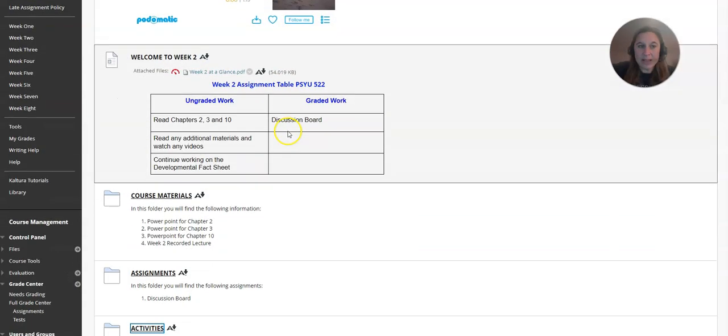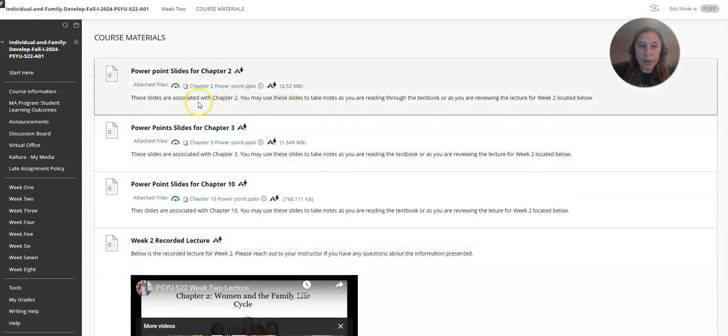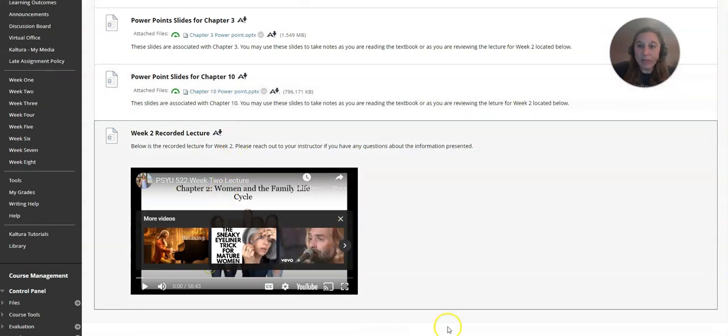If we go back into the class, you'll see the welcome, a similar graphic with those readings, your reminder to work on your developmental fact sheet, and then what is graded. The course materials folder, in there you have your PowerPoints associated with the chapters, and I believe this lecture is good to go. I apologize about Kaltura in week 1, but I think we got to it pretty quickly to get these lectures in here in another format for you to be able to review, especially since this is an asynchronous class. But there's a lot of great information in here for you to review.